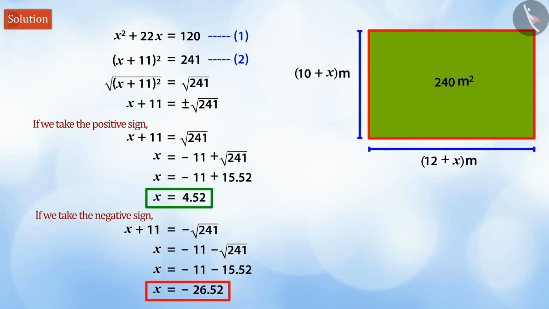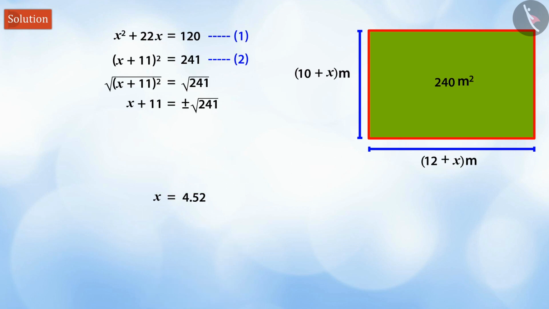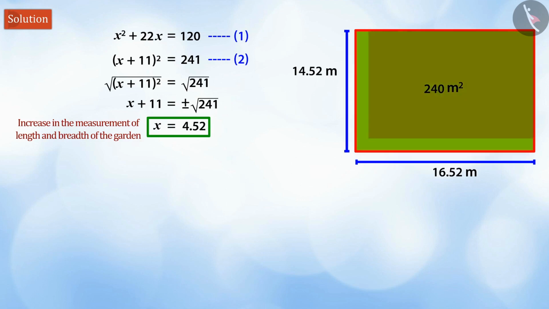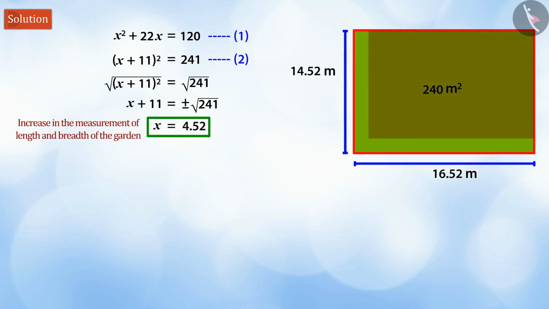Here, we get two values of x. However, dimension of the garden cannot be a negative value. Therefore, the increase in the measurement of length and width of the garden will be 4.52 meters. Let us look at another example.